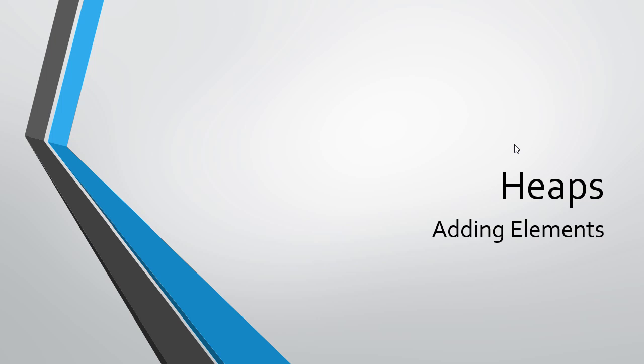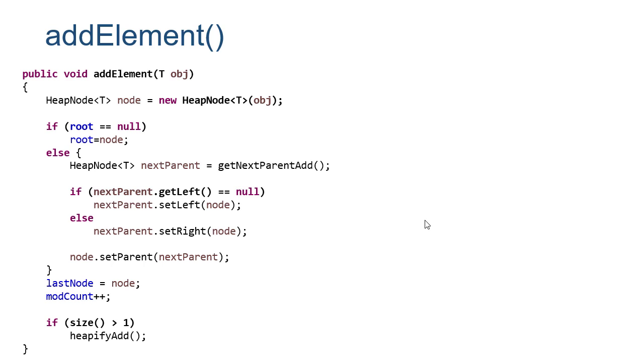So now that we've seen how heaps work and what their structure is, let's talk about some methods that actually operate on heaps. The first method we're going to take a look at is addElement. So here's the code for addElement, and let's step through this.